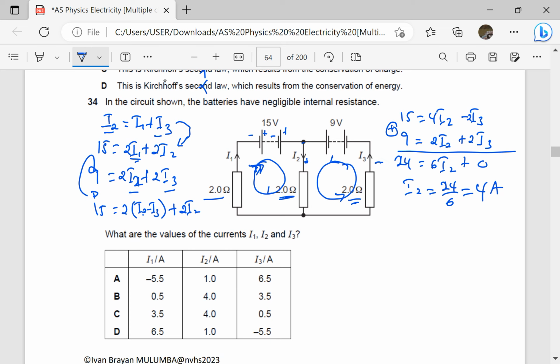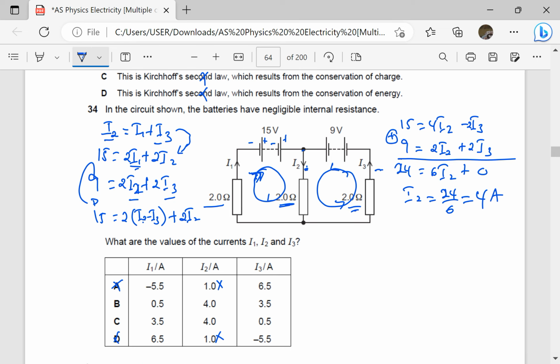So if I2 is 4 amperes, it means I've eliminated this one and that one. So A is out and D is out. Then I'm going to try to find I3. So taking back I2 into that equation, I'll have that 9 is equal to 2 into I2, which is 24 over 6, plus 2 I3. So I2, 24 over 6, is automatically 4.